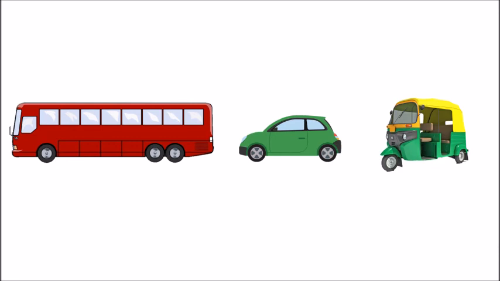Now look at this picture. Here we have a bus, car and an auto rickshaw. Now tell me children, which vehicle is in between? What is in between? Beech mein kya hai? Correct. Car is in between. Well done, children. So now you know in between means beech mein.